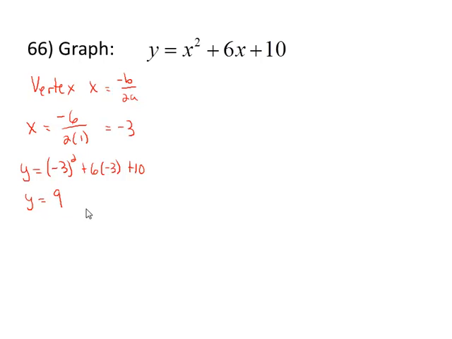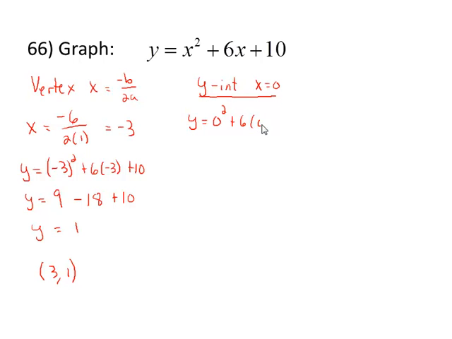Order of operations, we'll square that. Negative 3 squared is 9. 6 times negative 3 will be negative 18 plus 10. And 9 minus 18 plus 10 is equal to 1. So the vertex is at the point negative 3, 1. Next thing we'll look for is the y-intercept. The y-intercept is the point where x is equal to 0. Here that's going to be y equals 0 squared plus 6 times 0 plus 10, and that is simply equal to 10. So the y-intercept is at 0, 10.